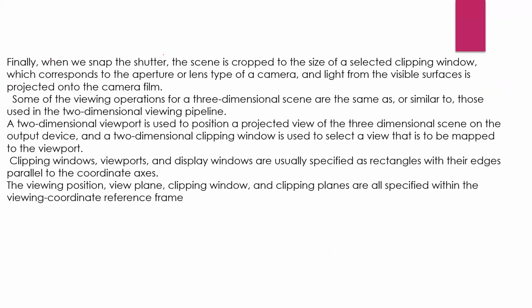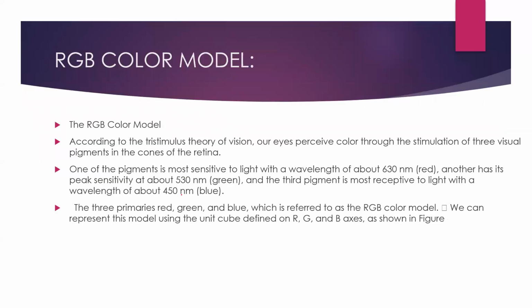A two-dimensional viewport is used to position a projected view of the three-dimensional scene on the output device, and a two-dimensional clipping window is used to select a view that is to be mapped to the viewport. The clipping windows, viewports, and display windows are usually specified as rectangles with their edges parallel to the coordinate axes. And the viewing position, view plane, clipping window, and clipping planes are all specified within the viewing reference frame. Next, we will move on to the RGB color model.